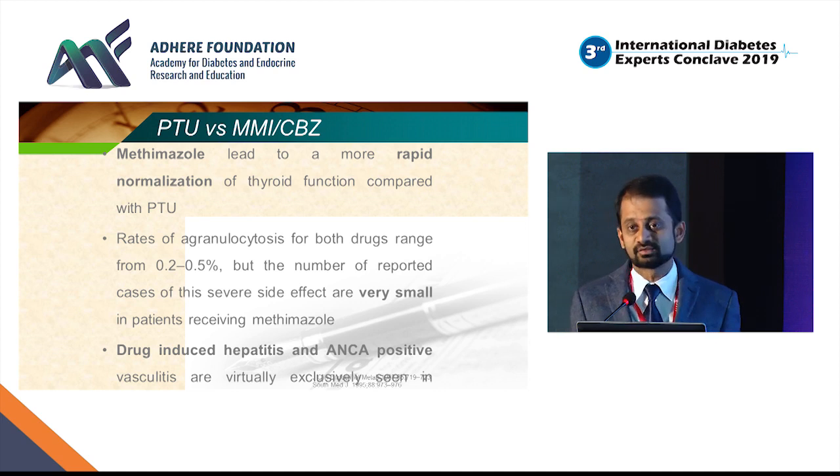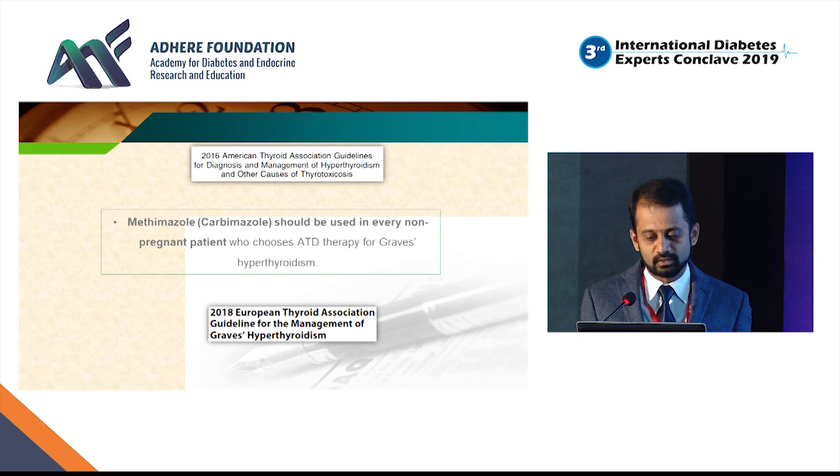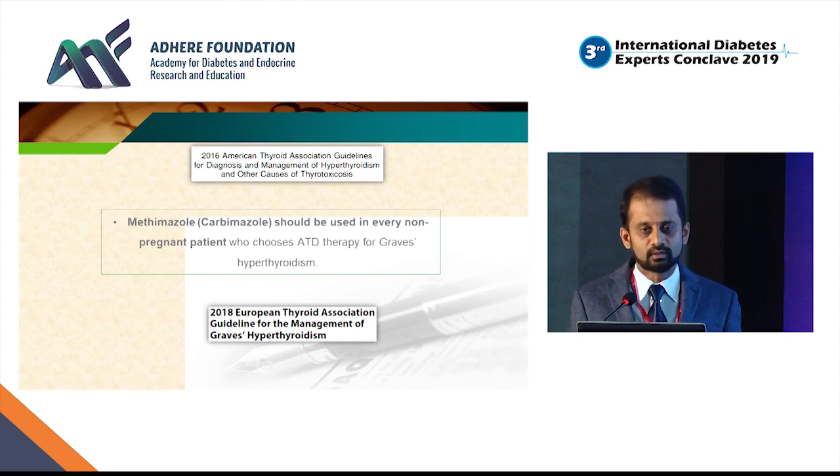Agranulocytosis is the risk, I'll come to that in a minute. Drug-induced hepatitis and ANCA positivity are seen almost exclusively with PTU. So methimazole should be used in each and every patient according to the 2018 guidelines.